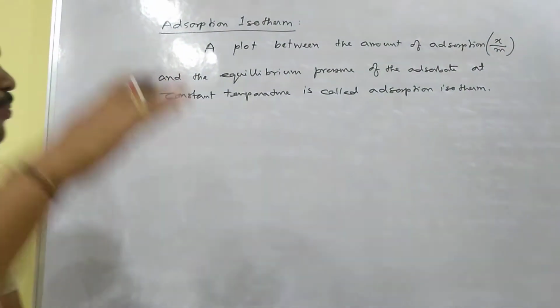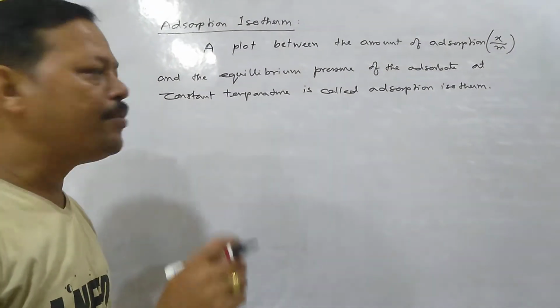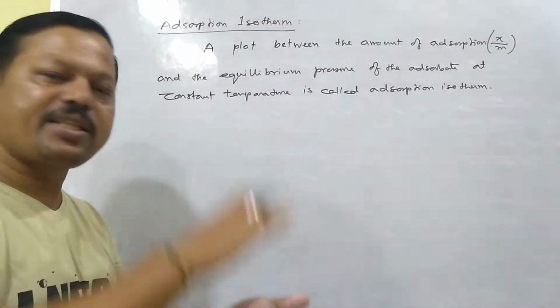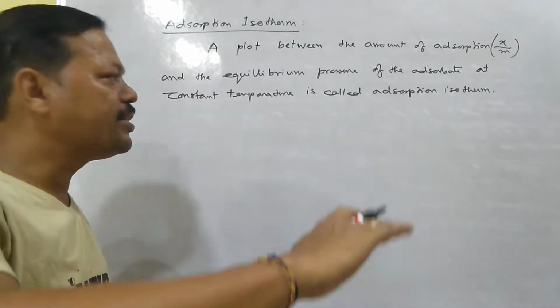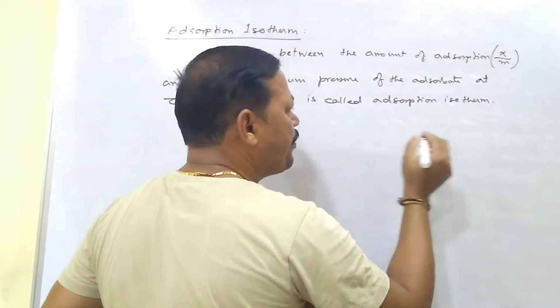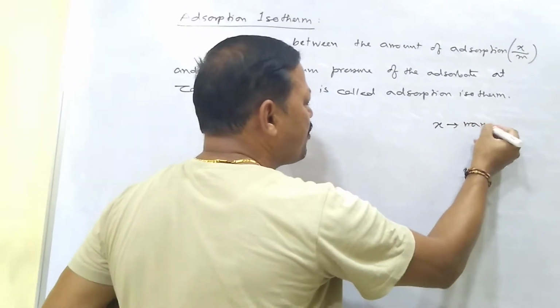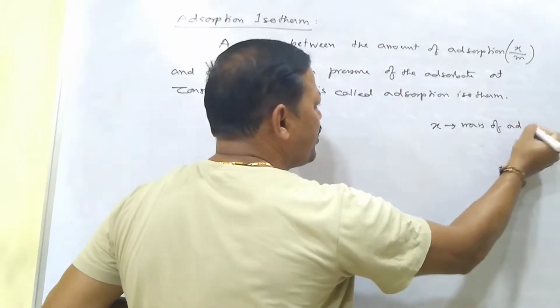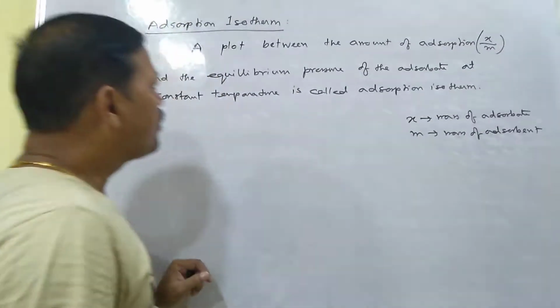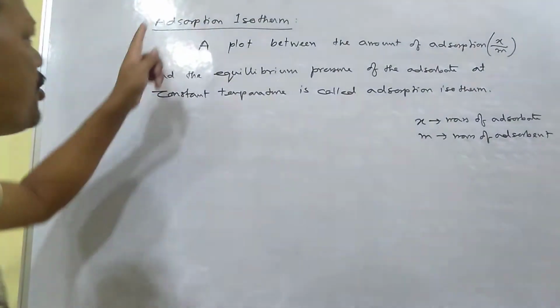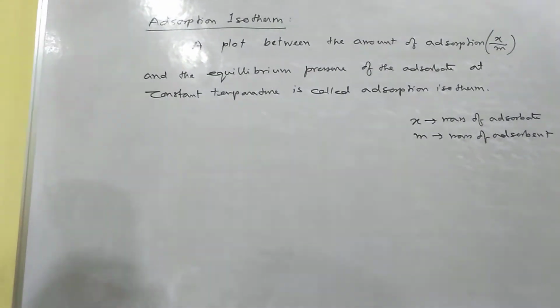Actually, when you apply pressure, the amount of adsorption going on increases, because as the pressure increases, the rate of adsorption becomes more. So that is why as the pressure increases, the amount of adsorption also increases. Here the amount of adsorption is represented by x by m. x represents the mass of adsorbate and m represents the mass of adsorbent. So adsorption isotherm is a plot between the amount of adsorption and the pressure of the adsorbate. That plot is called adsorption isotherm.